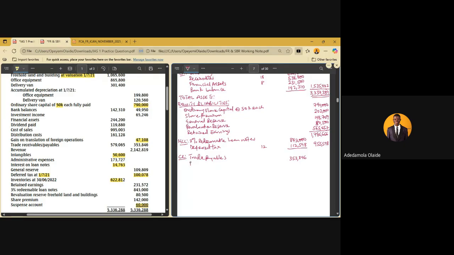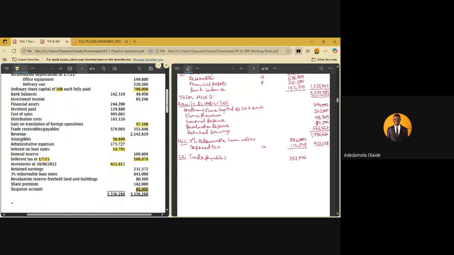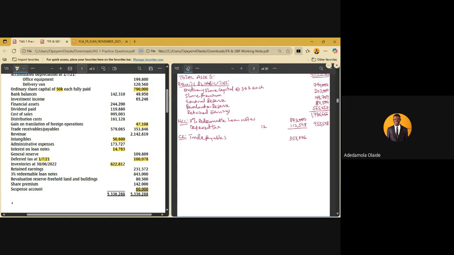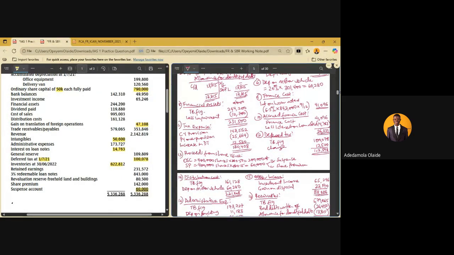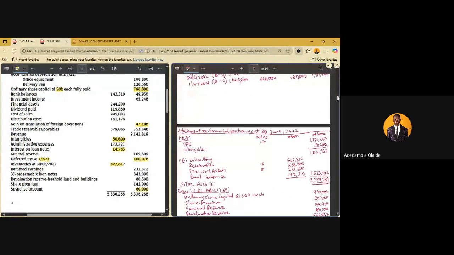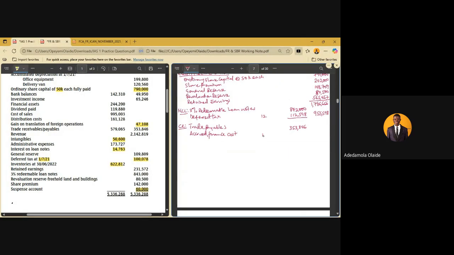Bank balance. This bank balance will come last. I'm coming back to it. So in the absence of others, we have what? Accrued interest. Accrued finance cost. Note what? Note 10, 26,333. Then we also have what?